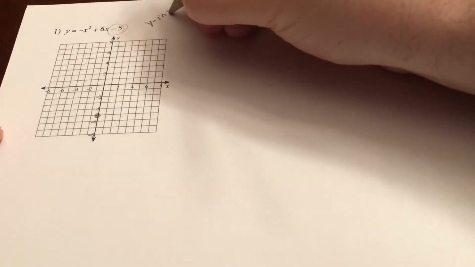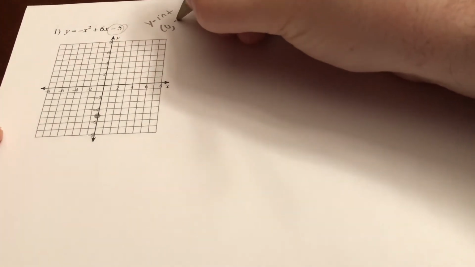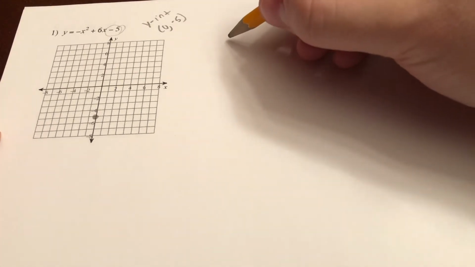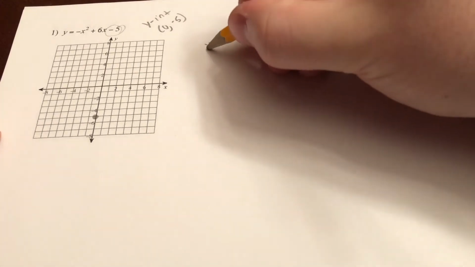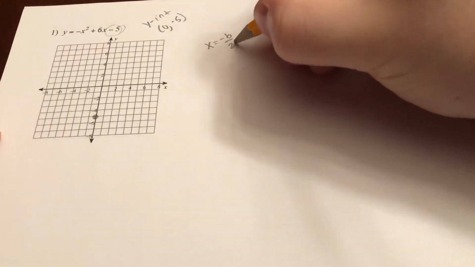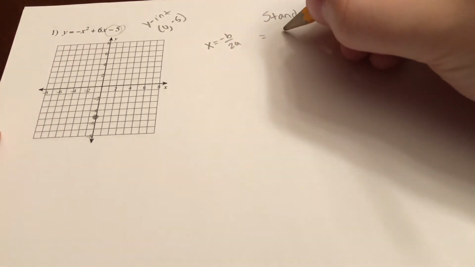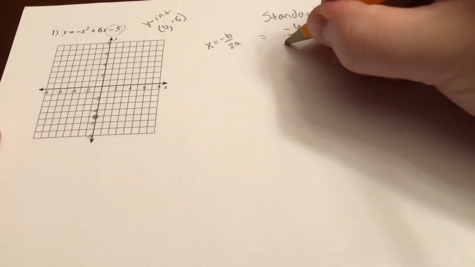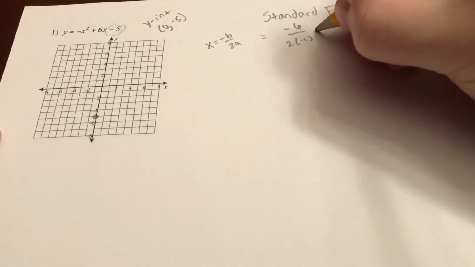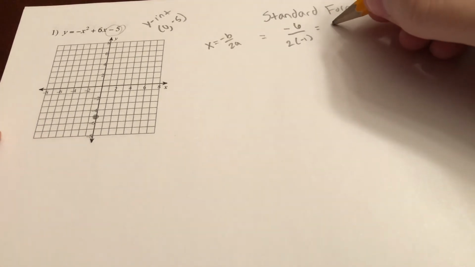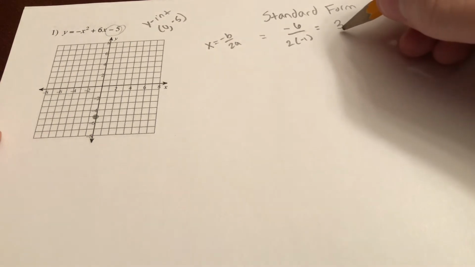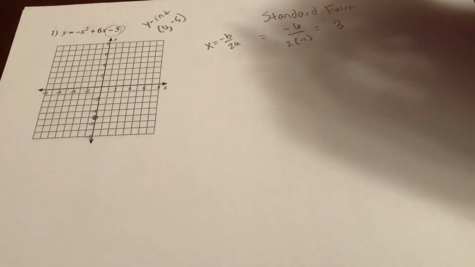Now the next thing we're going to do is find the vertex and the axis of symmetry. So the y-intercept is (0, -5). To find the vertex and the axis of symmetry, we need to use this little equation, -b/2a. The b here is 6, so it's -6. The a is -1, so it's 2 times -1. We divide this and multiply, we get 3. That is the line for our axis of symmetry. It's also the x value for our vertex.